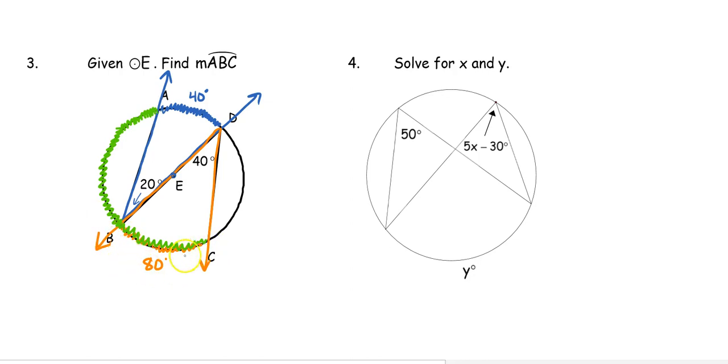Now the good thing is I know that this part is 80. I found that from the inscribed angle. But this section is unknown. So I need to find out what this part of the arc is. If you remember earlier in a video, I said we often forget to use this idea when solving for angles.